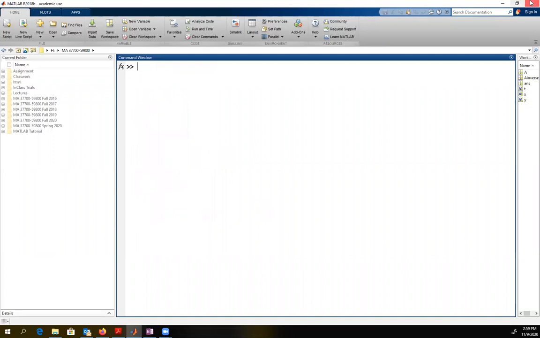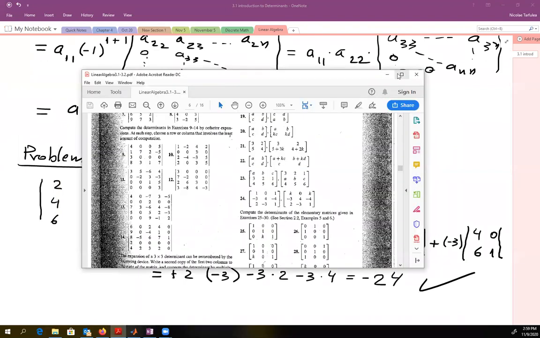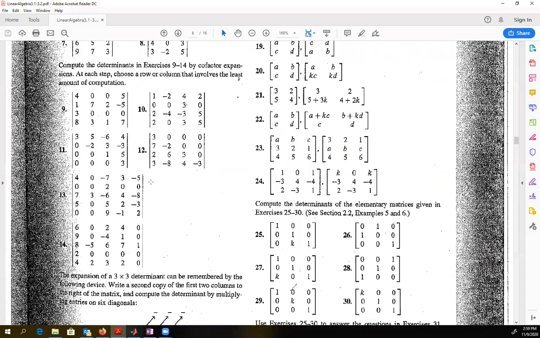All right, now let's choose one more from this section, and then we'll move on and talk about properties of determinants, which is section 3.2. We'll go back and forth between these two sections because they are not independent. Section 3.2 is based on 3.1. Anyways, choose anything from 9 to 14.